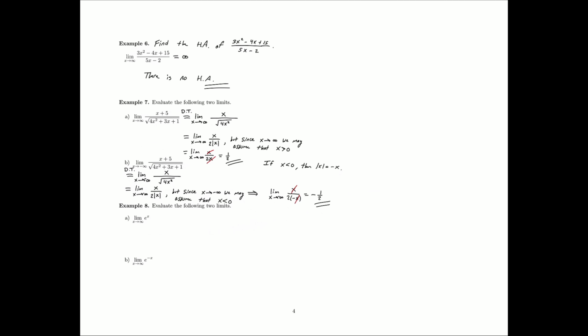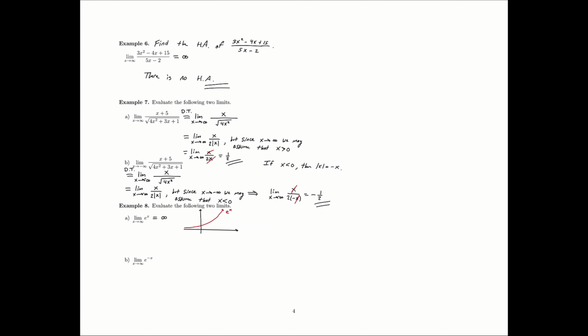All right, the last example, example 8, we have the following two limits of exponential, e to the x and e to the negative x. So for e to the x, this is going to be infinity. We can look at the graph of what e to the x looks like. E to the x does something like this.